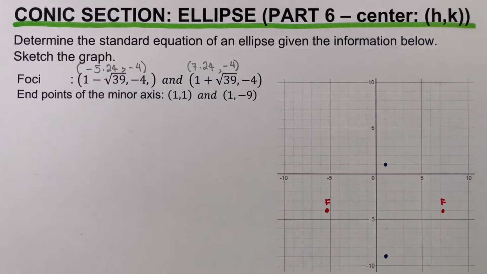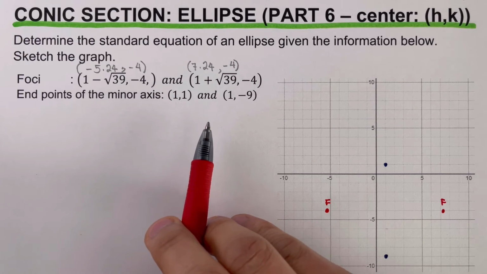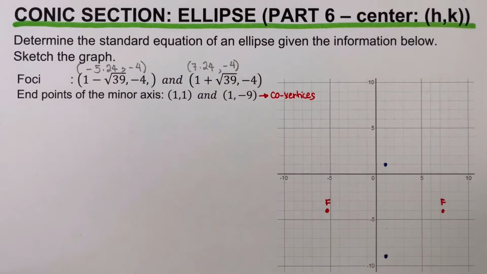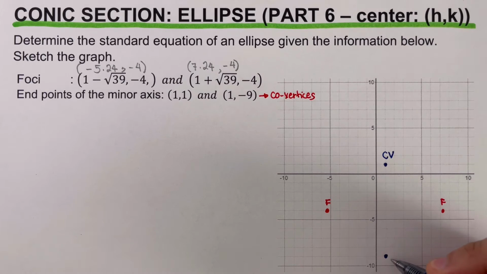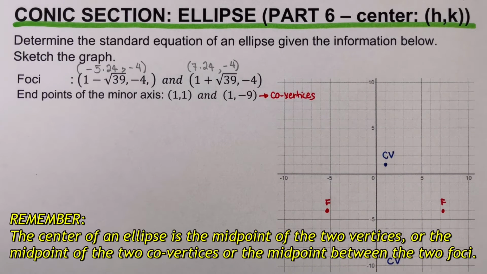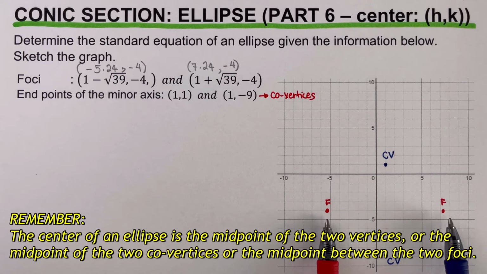Now we remember that the ends of the minor axis are actually the co-vertices. So I am going to write that down here. This tells us that this is our first co-vertex and this is the other co-vertex. Now we remember that the center of an ellipse is the midpoint between the two vertices, or the midpoint between the two co-vertices, or the midpoint between the two foci. So we're going to determine the midpoint between these two co-vertices and the midpoint between these two foci.